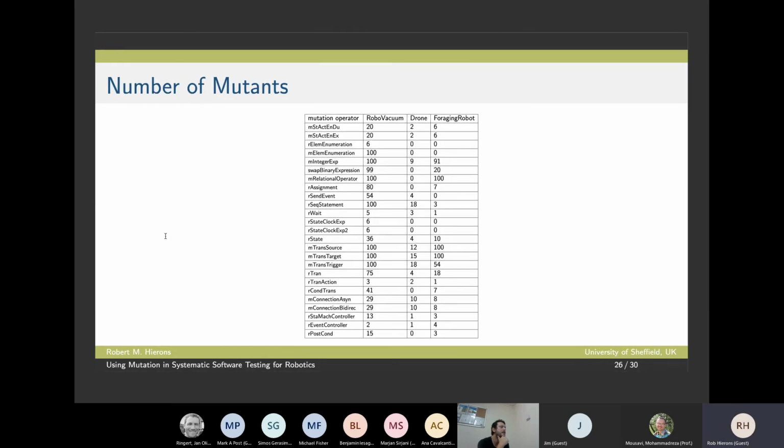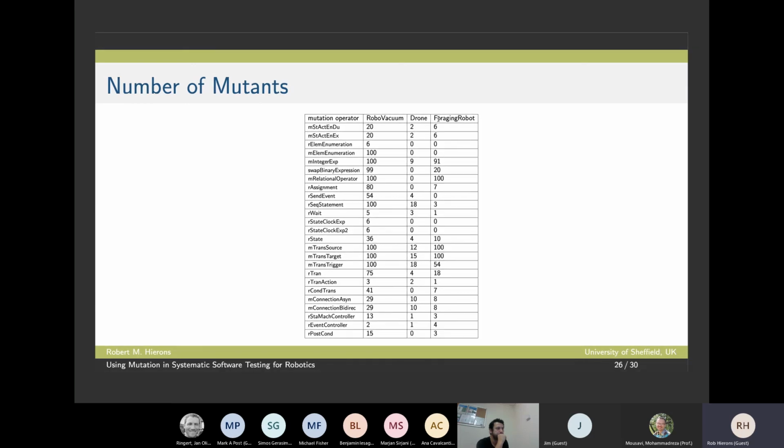And if we look at how many mutants we get, this is the result we had. For the largest model, which is RoboVacuum, we have a number of operators that get to 100 mutants. And we could explore further to see whether it will turn into 1,000 or 1,000,000. I don't think 1,000,000.